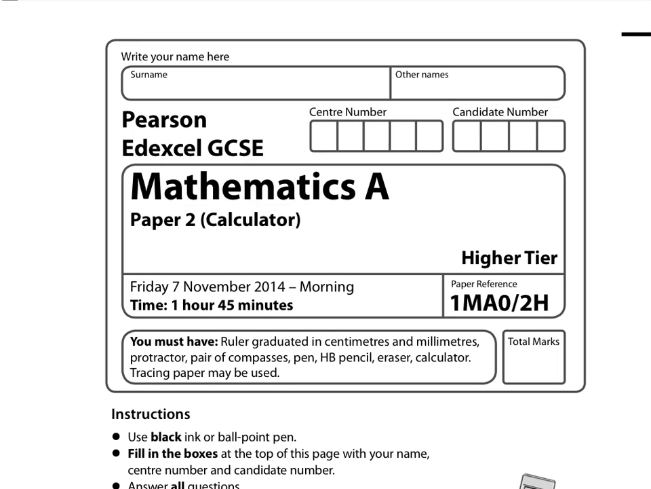So this is the November 2014 paper. So I'll have to write this on here for you all. Maybe try it first, or some of the questions first at least, and then have a look at what I'm saying. So good luck with this paper anyway.